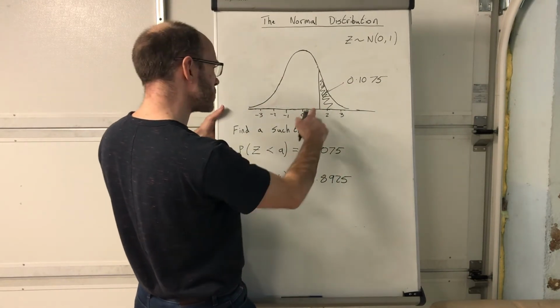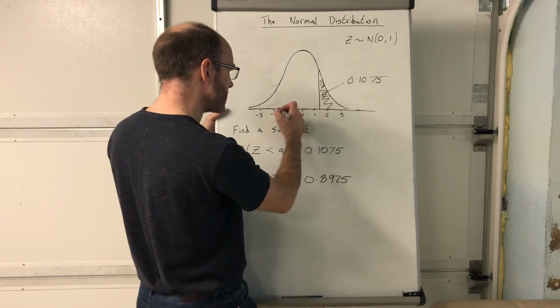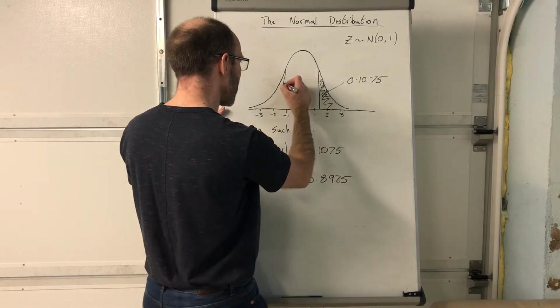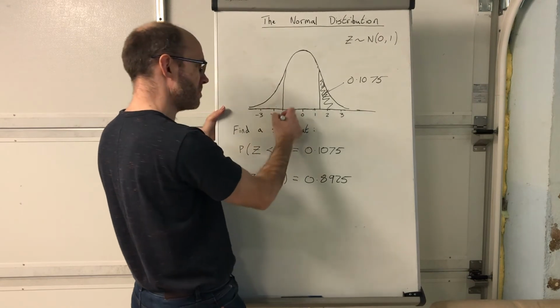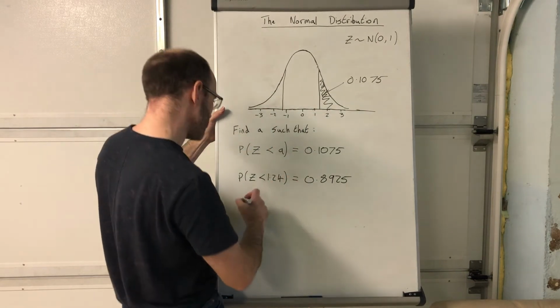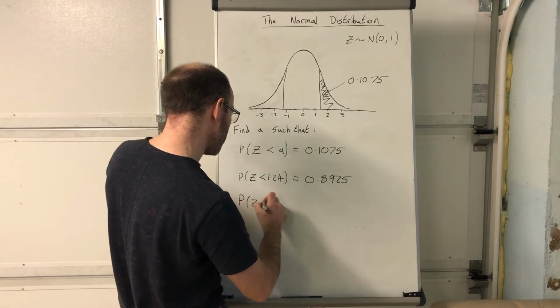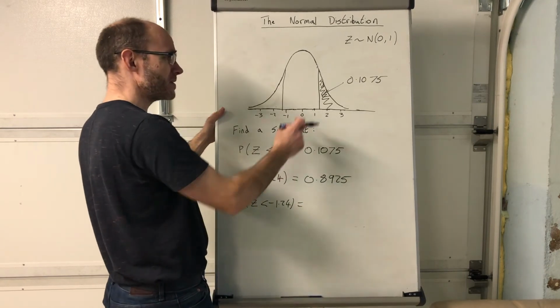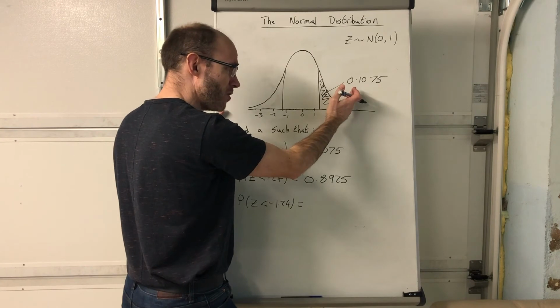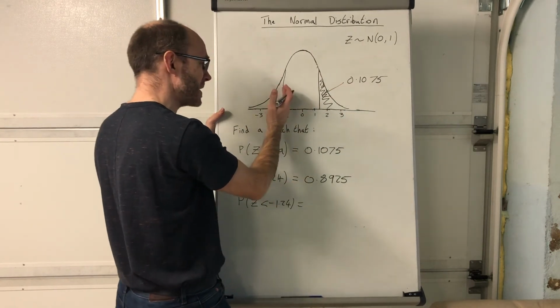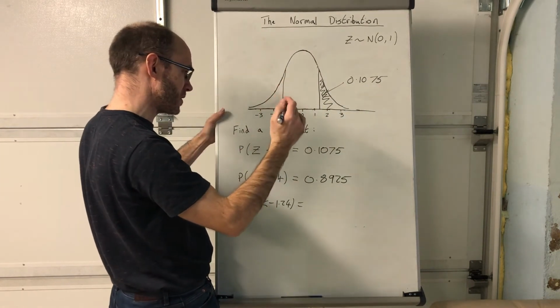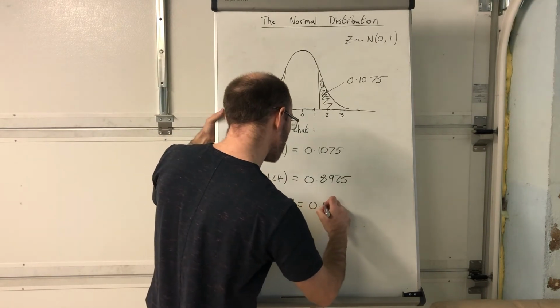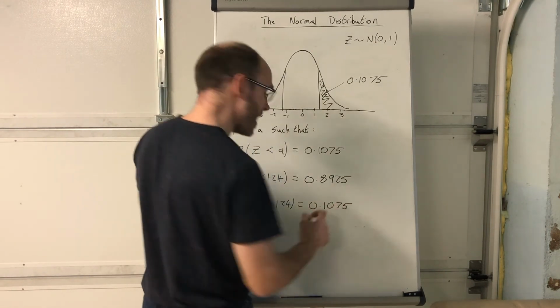So that is 1.24, so negative 1.24. We'll look something like this. That's negative 1.24. So let's put in probability Z and then negative 1.24. The probability of Z being greater than 1.24 will be the same as the probability of Z being less than negative 1.24. So 0.1075.